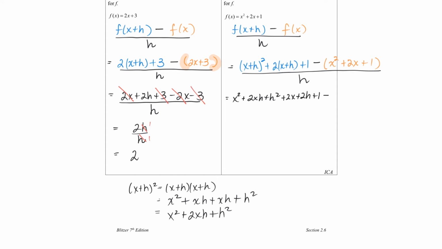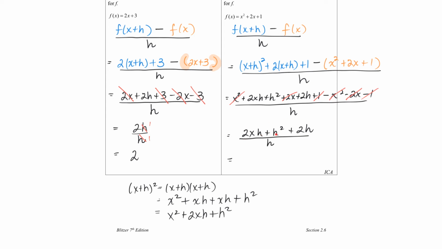plus 1 minus, distributing here, be careful with these signs, minus x squared minus 2x minus 1 all divided by h. And then again, this is a polynomial, so anything that doesn't have an h should cancel out. X squared minus x squared, 2x minus 2x, 1 minus 1. And I'm going to end up with 2xh plus h squared plus 2h, all divided by h.